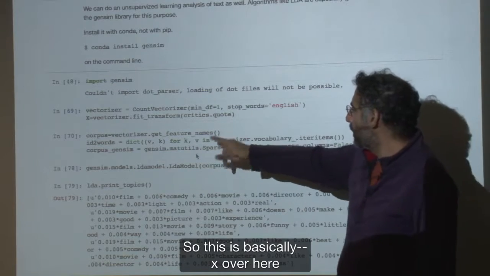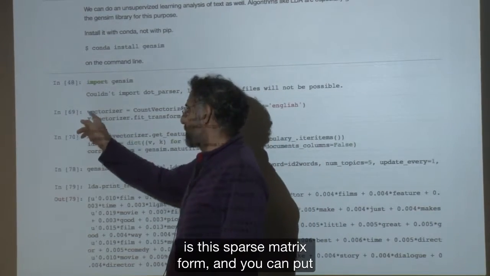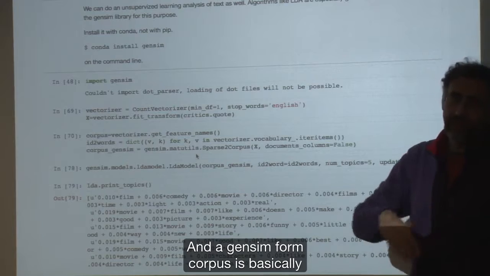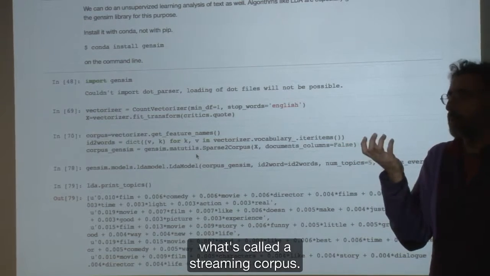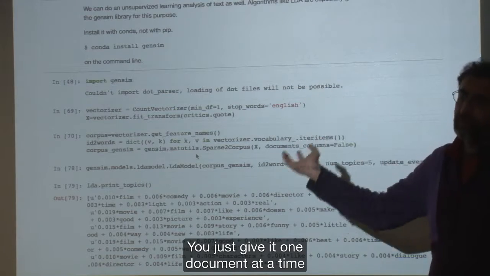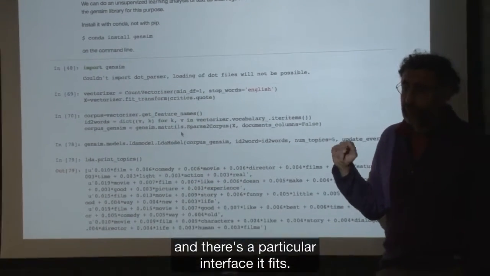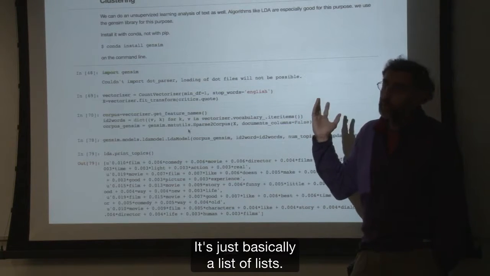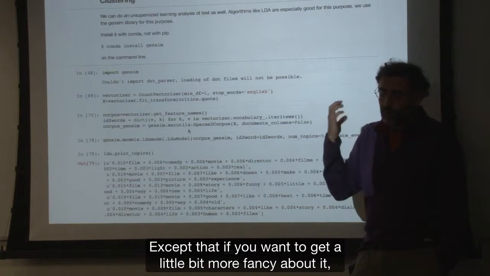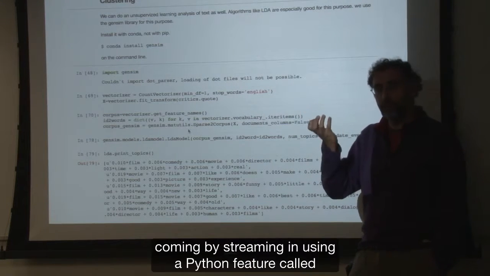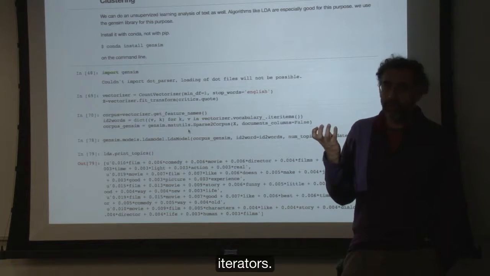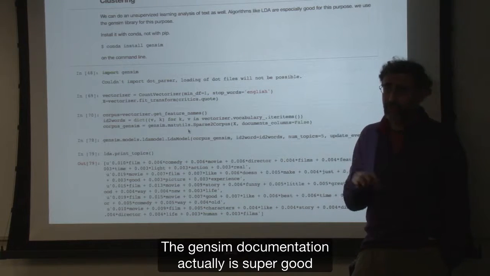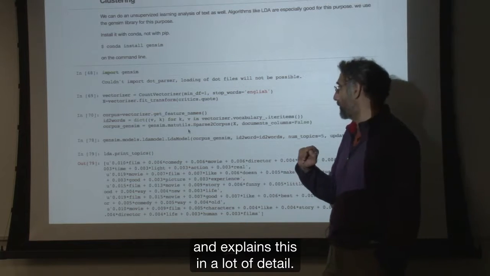So X over here is the sparse matrix form, and you can convert it to a GenSim form corpus. GenSim corpora are basically what's called a streaming corpus. You just give it one document at a time, and there's a particular interface it fits. You'll see this in the homework, where you'll make a corpus, and it's really simple. It's basically a list of lists. If you want to get fancier, you can have these lists of lists streaming in using a Python feature called iterators, but we won't go into that here. I just wanted to mention it in case you want to read up about it. The GenSim documentation is super good and explains this in a lot of detail.